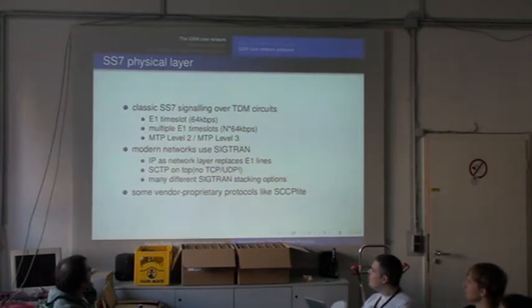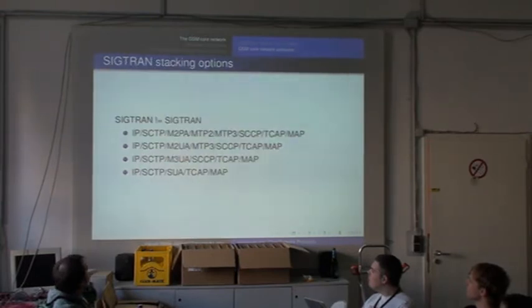So the idea is that you use IP-based networks as a layer that replaces these legacy E1 lines, and then you use SCTP as the layer 4 protocol instead of TCP or UDP. There are many different stacking options, and then there are also proprietary protocols like SCCP Lite. These are the different SIGTRAN stacking models that are available.